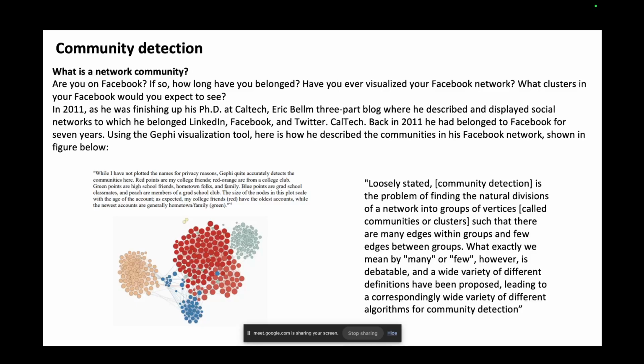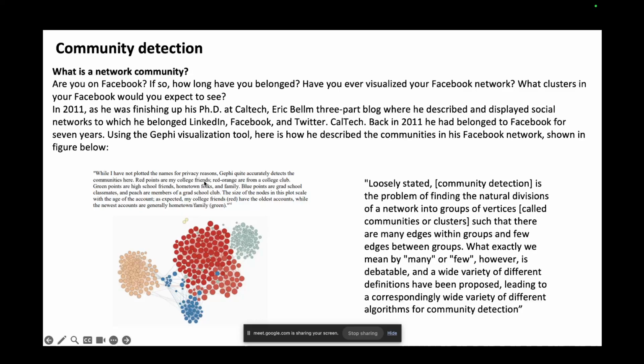At that point, he had been on Facebook for 7 years, and using a visualization tool, he described the communities in his Facebook network shown in this figure below. This is the whole network, but it is divided into certain hubs or communities, which you can clearly see by the colors of the nodes. That is how he defined it.